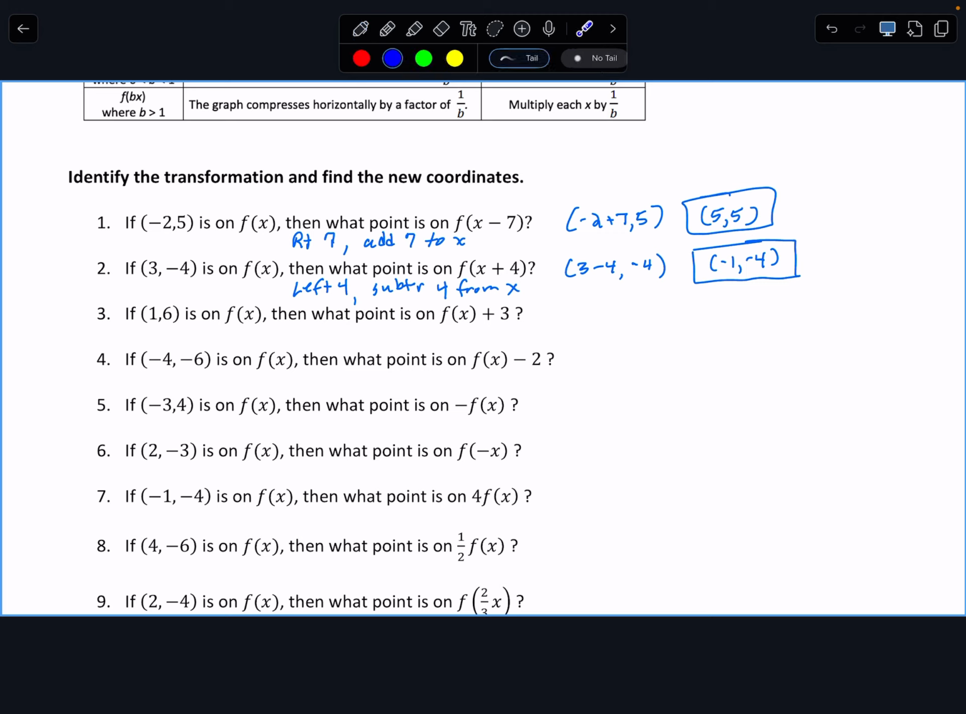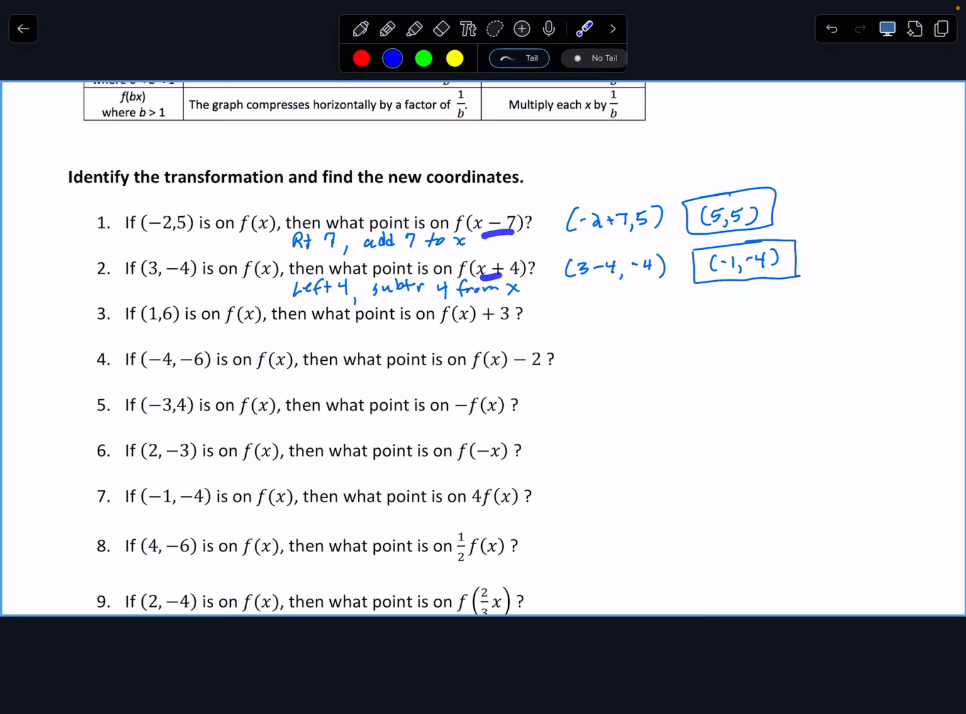But then the structure changes up. Instead of being inside affecting x, it's on the outside. And f of x is a fancy name for y. So this you should read as y plus 3. You should read this as y minus 2. It kind of gives away what's going to happen. You're going to be adding 3 to y or subtracting 2 from y. And this causes a vertical shift up or down. And so if it's positive 3, it goes up 3.